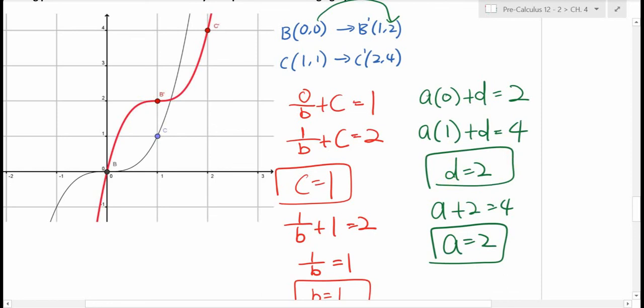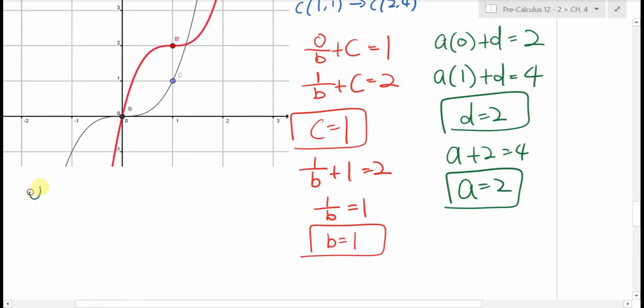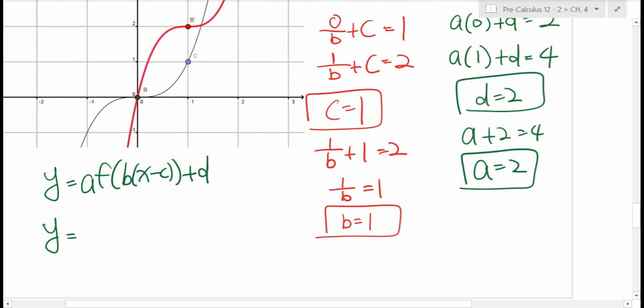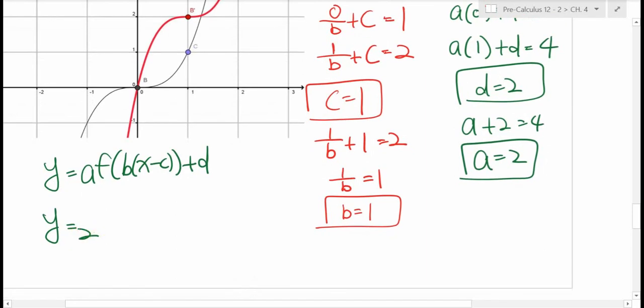So we have all the values of a, b, c, d. Now we just need to plug them in. Remember, y equals a times f of b, bracket x minus c, plus d. A is 2.